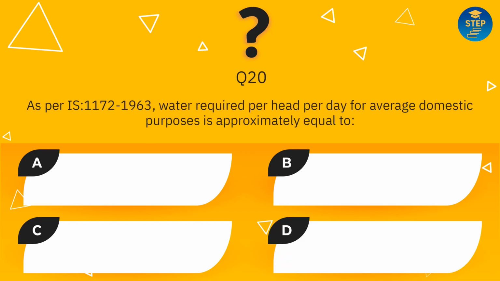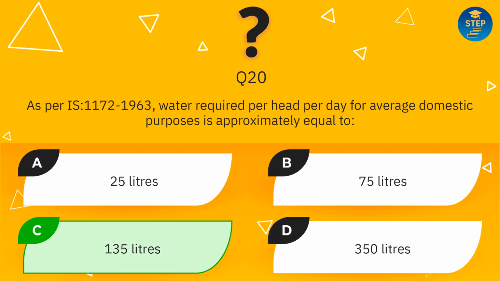As per IS 1172-1963, water required per head per day for average domestic purposes is approximately equal to 25 liters, 75 liters, 135 liters, 350 liters. Answer is 135 liters.